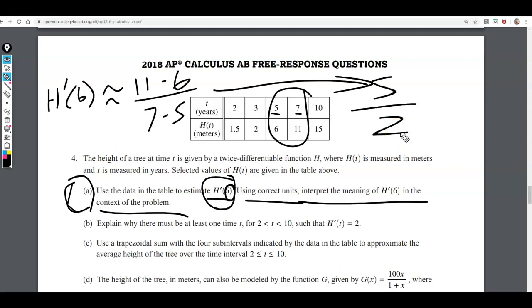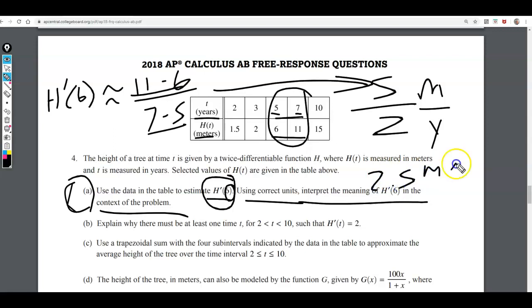of the problem. Okay. So first of all, notice the top, 11 and 6, those are meters. So this is about meters. And then 7 and 5, which came from the bottom and gave us 2, were year values, so those are years. So what we have here is 5 over 2 meters per year, or you could say 2.5 meters per year. Okay, so now if I wanted to interpret this in the context, you have to include 3 things.